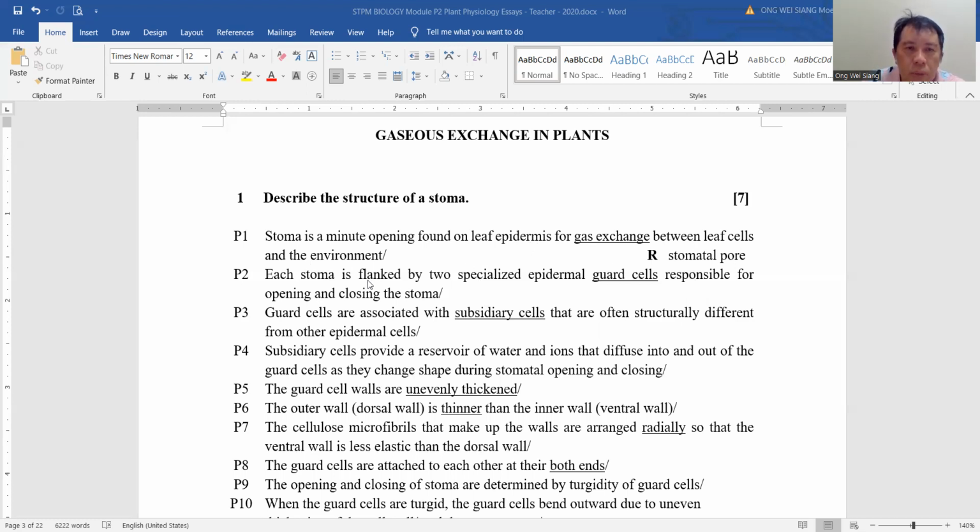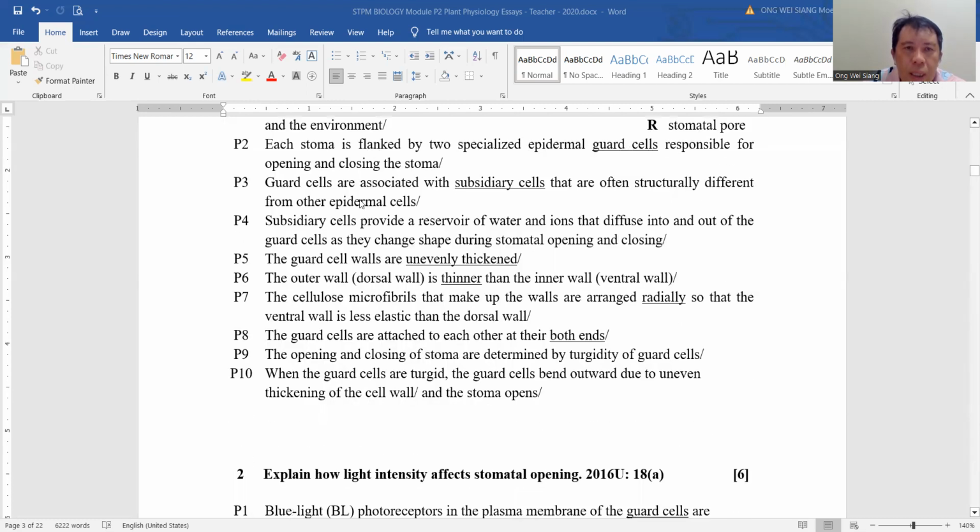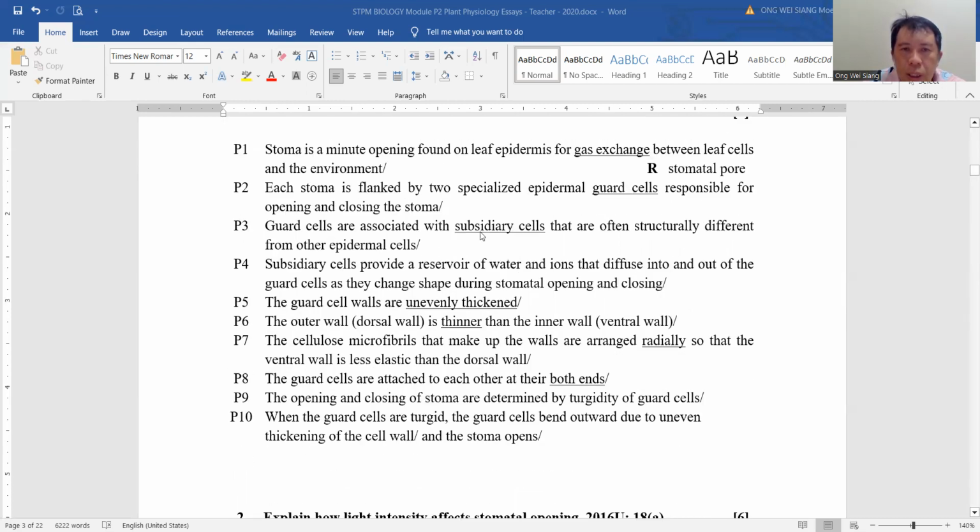So each stoma is flanked by two specialized epidermal guard cells. Or you can say flanked by guard cells, responsible for opening and closing the stoma. And the guard cells are associated with subsidiary cells. These subsidiary cells surround the guard cells, and their structure is different from the epidermal cells. So they are often structured differently from the other epidermal cells.